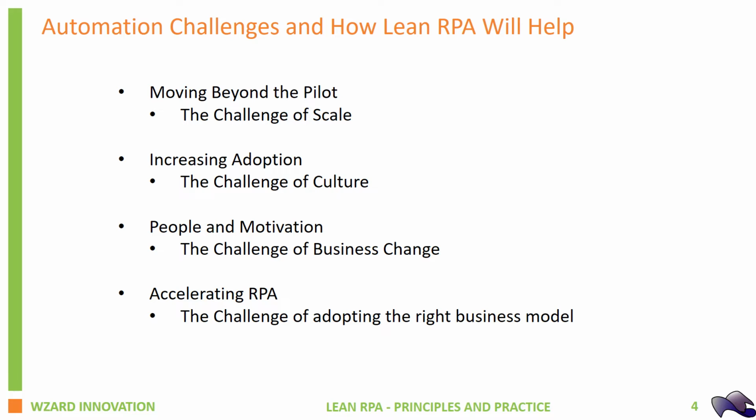Which leads neatly to accelerating RPA. Again, very similar to the topic of the challenge of scale, this is the challenge of adopting the right business model. The business model starts perhaps with your discussion about centres of excellence. Which is the right approach for you? Is it centralised? Is it federated? Or more likely, is it a hybrid approach? But as we discussed at the time, even the hybrid approach has many nuances in terms of the level of that hybridization.